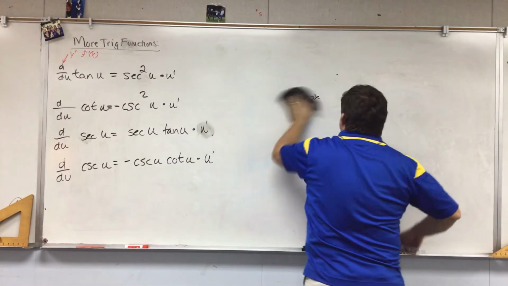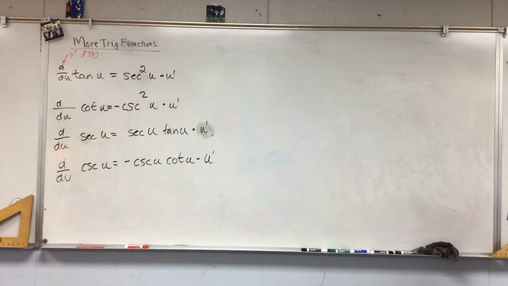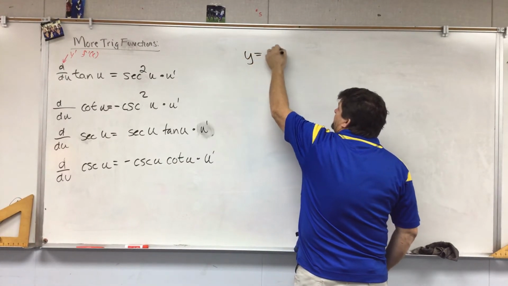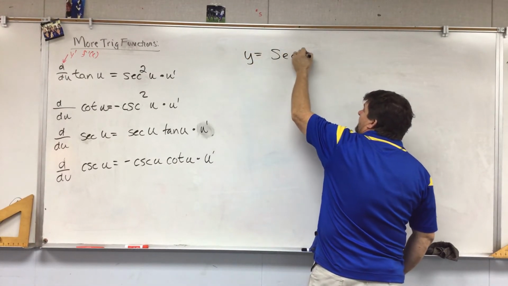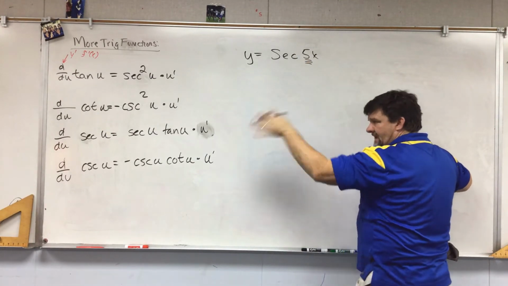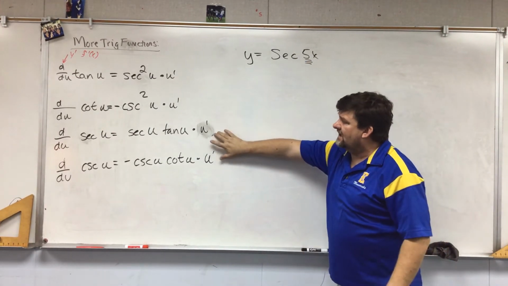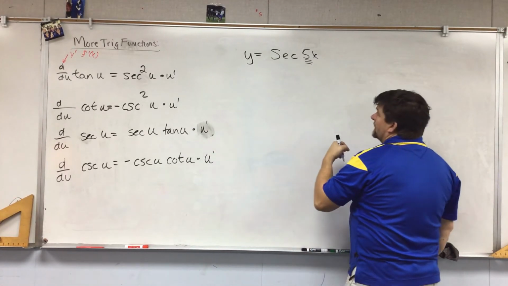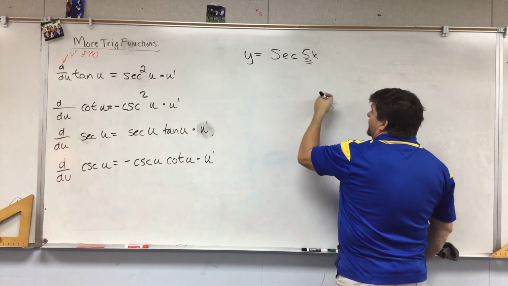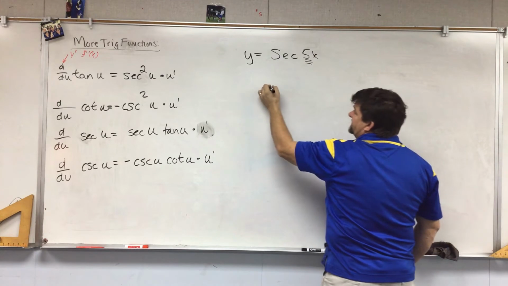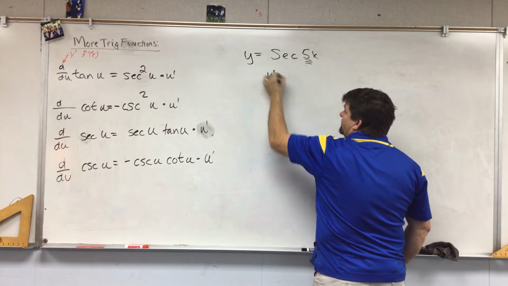All right, so here we go. Let's try another one here. Let's do secant of 5x. So same thing, y equals the secant of 5x. Again, remember that this 5 is going to end up out front, because this 5 is u prime. If this is u, my u prime is going to be 5. So I just put my u prime here.